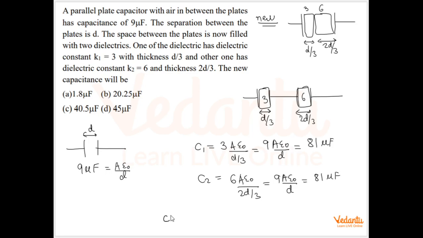So what will be the equivalent capacitance? I can write the equivalent capacitance as 1 by C1 plus 1 by C2. That will be 2 by 81. So the equivalent capacitance will be 81 by 2 or 40.5 microfarads. Option C.